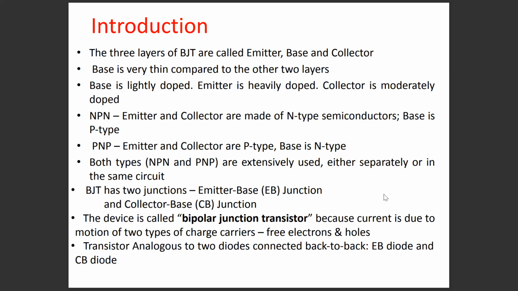In NPN transistor, emitter and collector are made up of N-type semiconductors. Base is P-type. Alternatively, in PNP transistor, emitter and collector are P-type material and base is N-type material. Both types, NPN and PNP, are extensively used, either separately or in the same circuits. Bipolar junction transistor has two junctions, the emitter-base junction and collector-base junction.